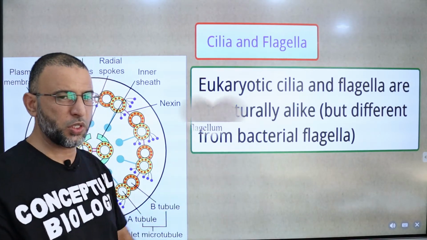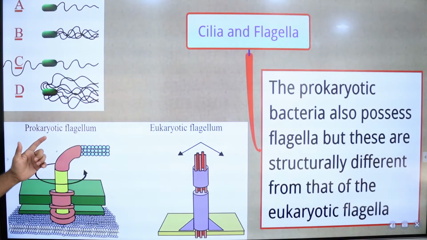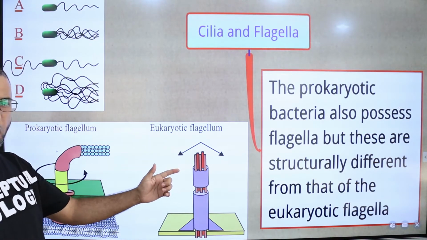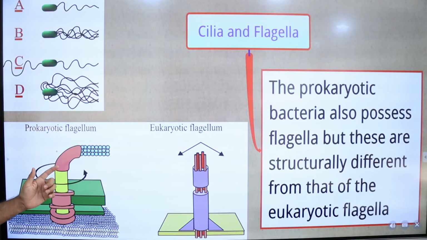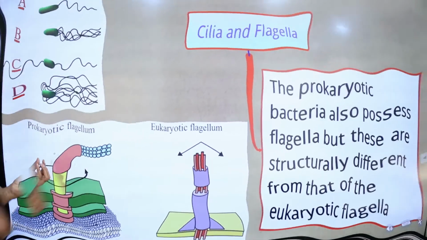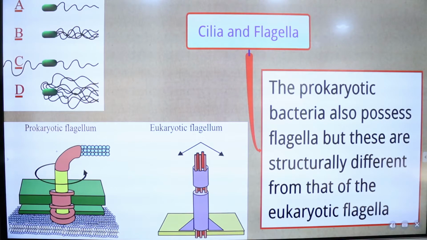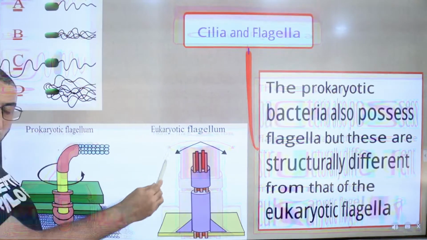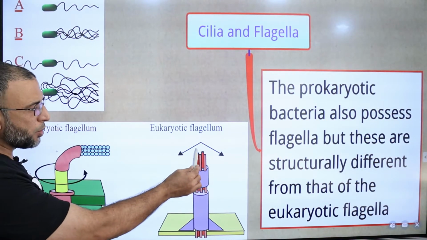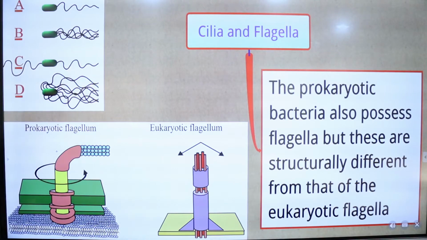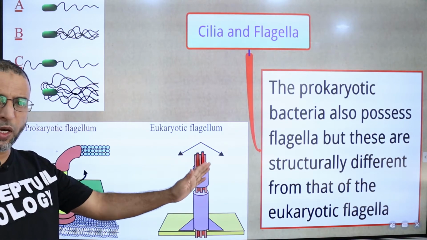from bacterial flagella. Now, what is the difference between prokaryotic flagellum and eukaryotic flagellum? Prokaryotic flagellum is composed of a single globular protein that is called flagellin. And this protein wraps around in a helical fashion to form a rigid hollow cylinder. But in eukaryotes, the flagellum is composed of microtubules, and that has a 9+2 arrangement.